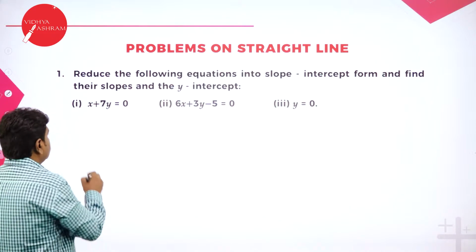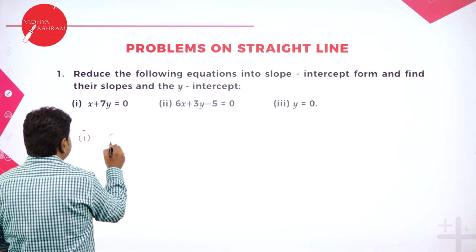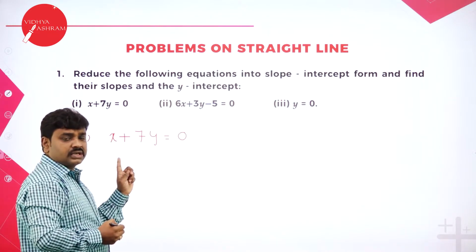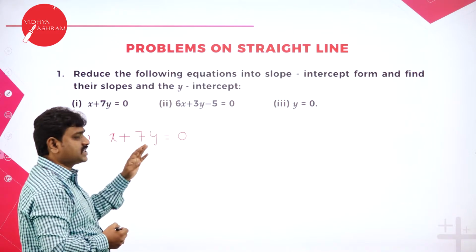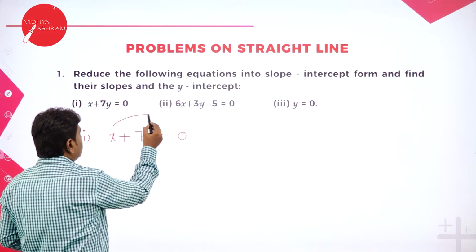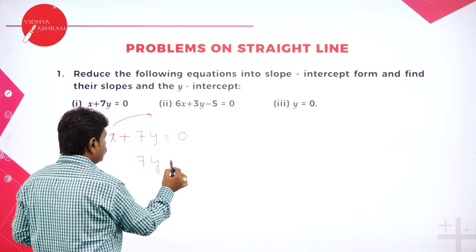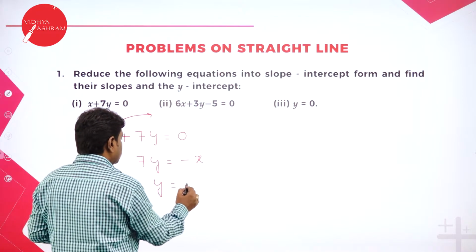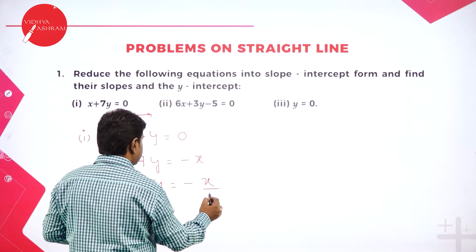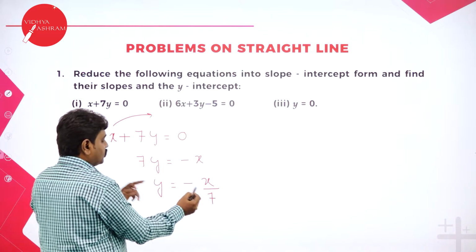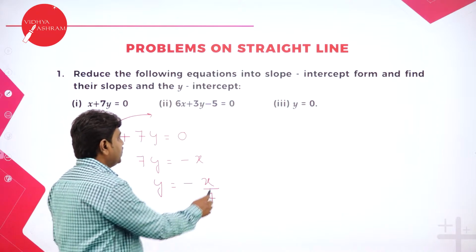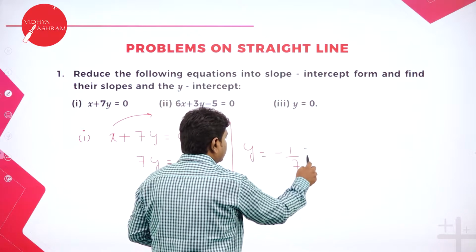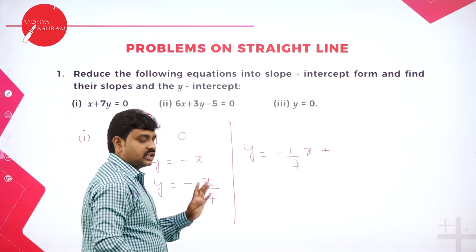First question they give x plus 7y is equal to 0. Now rearrange this in y is equal to mx plus c, meaning make y the subject. So transfer x to the RHS, so you'll have 7y is equal to minus x. Then we need only y, so y is equal to minus x by 7. The 7 goes to that side and becomes a divisor. Now rewrite this: y is equal to minus 1 by 7 into x. After this we don't have any constant term, so I'll put 0.